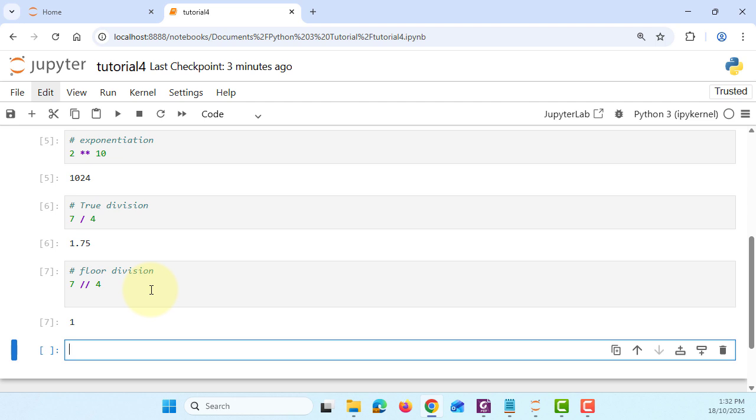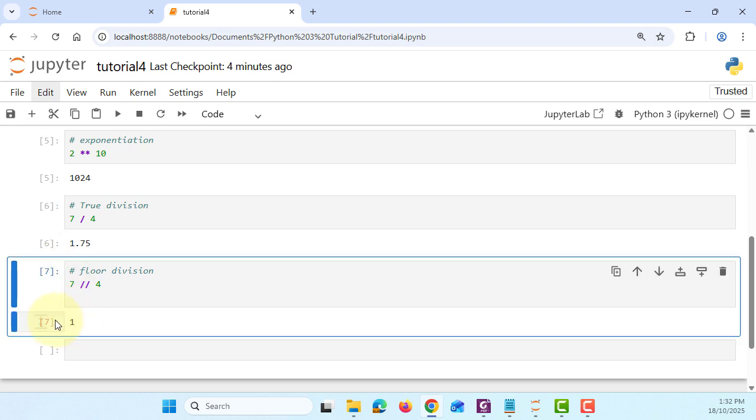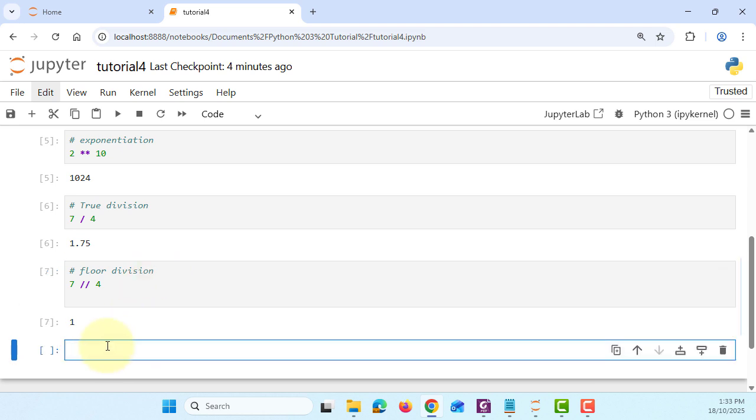Why is it 1? It's not going to be 2 because number 2 is greater than 1.75. So the integer close to 1.75 but not greater than it will be integer number 1. That's why it's number 1, not number 2, because number 2 is greater than 1.75. So it says floor division. Close integer value will be returned.